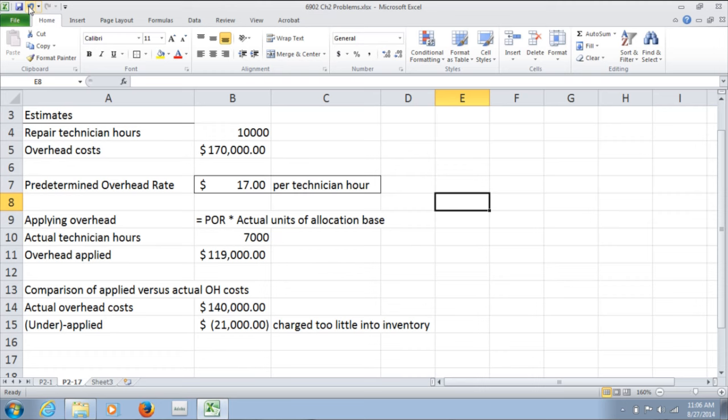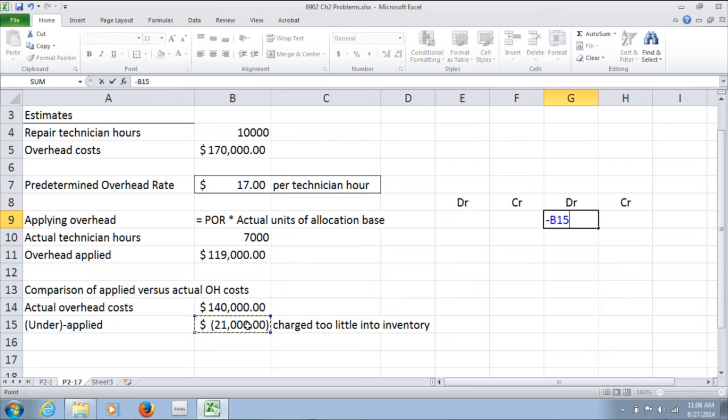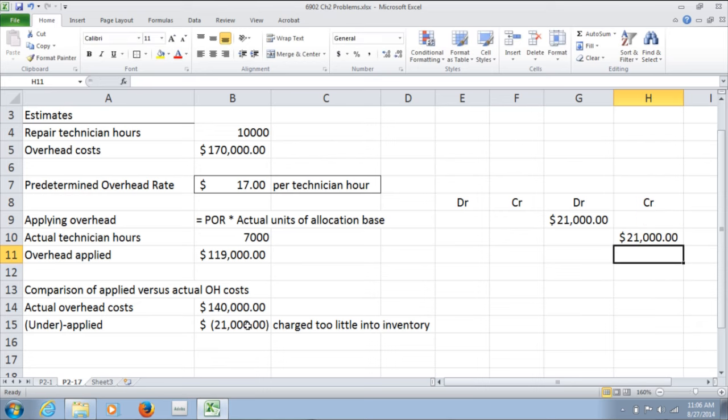Now the ultimate resolution of this, so we can slide over here and do this. In part C, the question is: assume that they close any under or overapplied directly to cost of goods sold. So what we have to think about is, have we put too much or too little into cost of goods sold? And we take care of that here. So the question is that we will have 21,000. It needs to be resolved. So now where does that 21,000 go?